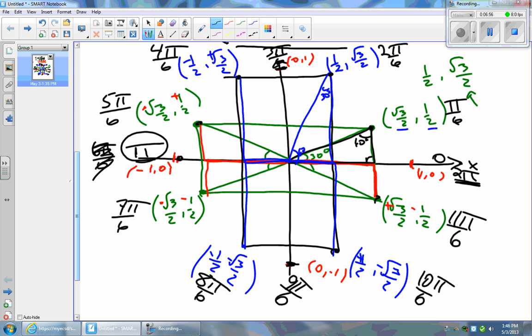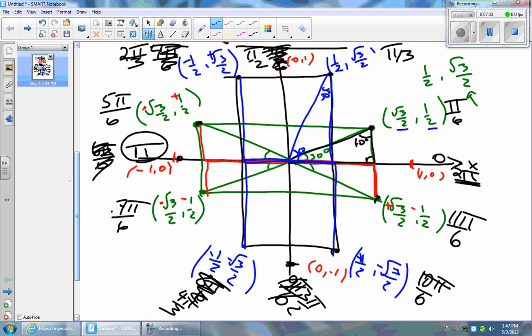Now you can go back and reduce this. This, of course, if you think about it, 2 pi over 6 now is actually pi over 3. 3 pi over 6 is just pi over 2. 4 pi over 6, well, that reduces down to 2 pi over 3. 5 pi over 6 can't reduce. 7 pi over 6 can't reduce. 8 pi over 6 is now 4 pi over 3. 9 pi over 6 is going to be 3 pi over 2. 10 pi over 6 is 5 pi over 3. There's 11 pi over 6, and of course 12 pi over 6, which is 2 pi.